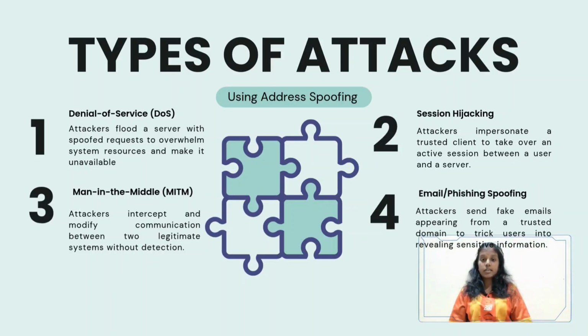Next is session hijacking. Here, a hacker jumps into an active connection between a user and a server. So it's like sneaking into your online banking session and taking over it. Then we have the man in the middle attack. That's when someone secretly listens in and changes messages between two people who think they are talking directly to each other. Finally, email or phishing spoofing. That's when fake emails look like they are from a trusted source like your bank and try to trick you into giving away personal info. So yeah, those are the main types of attacks that use address spoofing.